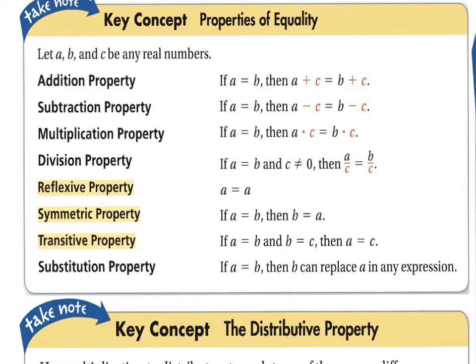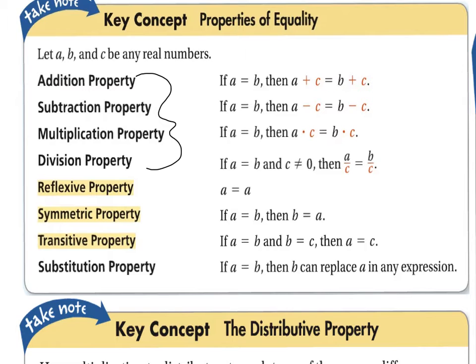Well, I'll start with the substitution property. It's very simple. We've got if A equals B, then B can replace A in any expression. You're just substituting into an expression. Okay, that's an easy one. These 4 up here are fairly simple. Okay, but you understand, it's not just adding or subtracting or multiplying or dividing.